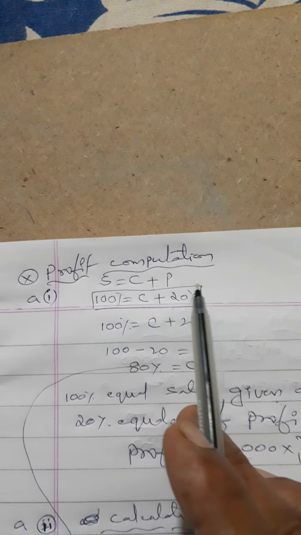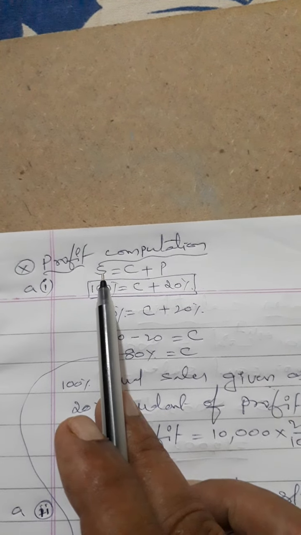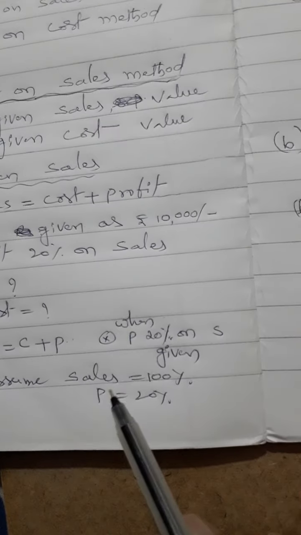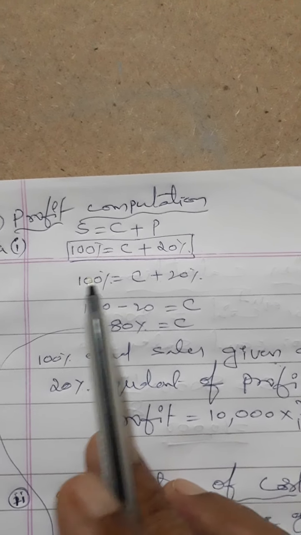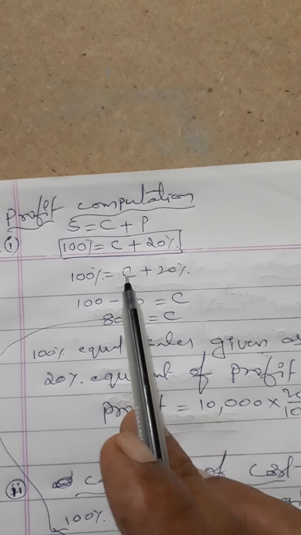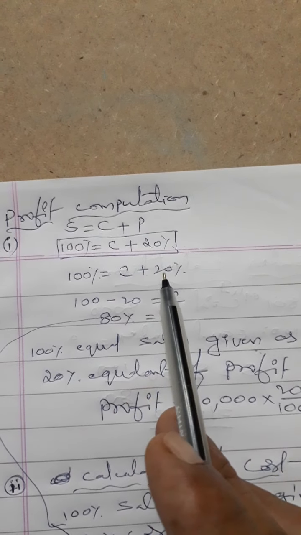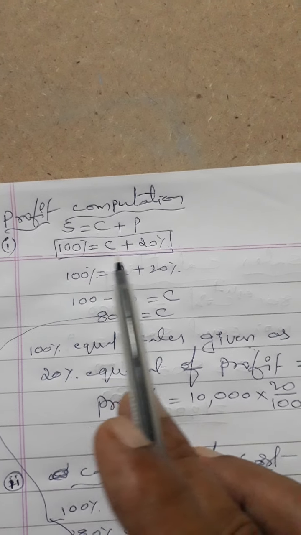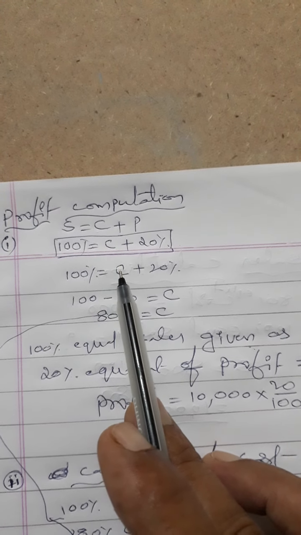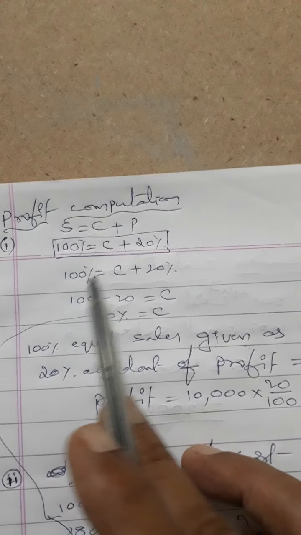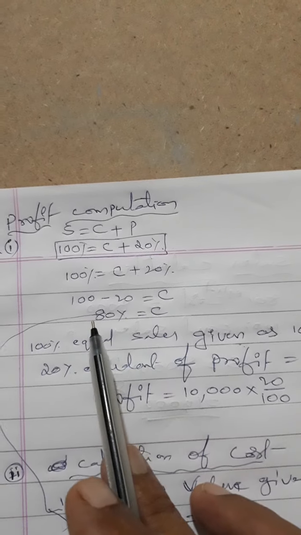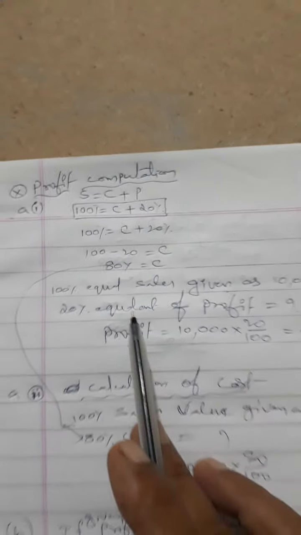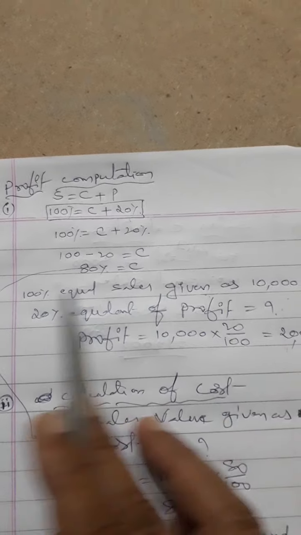Sales is equal to cost plus profit. As per our example, I have taken sales as 100, so I apply that 100% here. Cost we don't know. Next, profit is given as 20. So in this 100, 20% profit is included as well as some cost portion. Now please carry forward this 20%: 100 minus 20 is equal to cost. Cost becomes 80%.